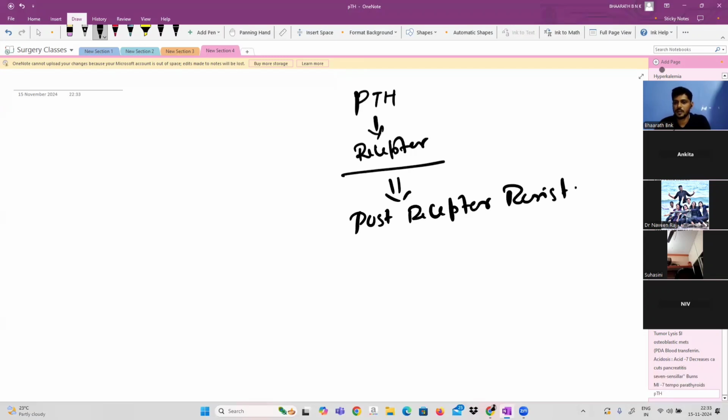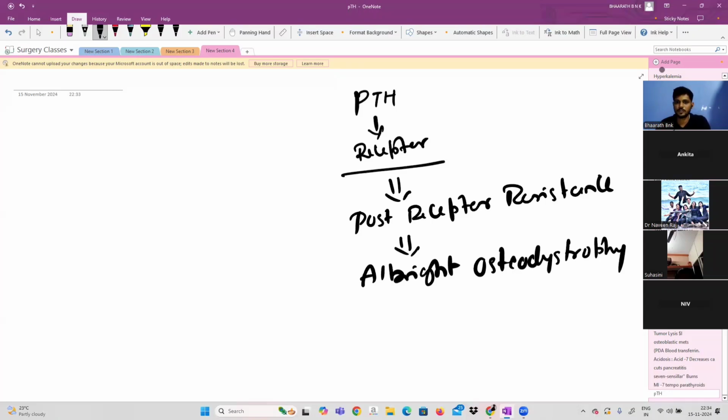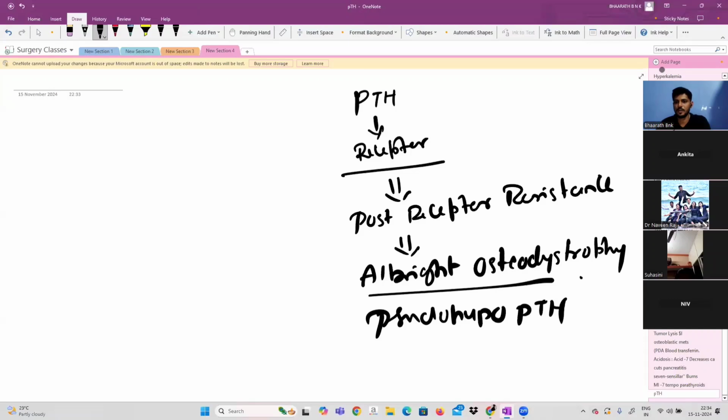resistance. Right? Now, in this post receptor resistance, it will bind to the receptor, but after binding to the receptor, there is no action of parathormone. So, this post receptor resistance is called Albright osteodystrophy. This is called Albright osteodystrophy, or it is a form of pseudohypoparathyroidism. Parathyroid hormone is sufficient. In fact, it can be increased also because of negative feedback, but there is post receptor resistance, so that is why it is not active.